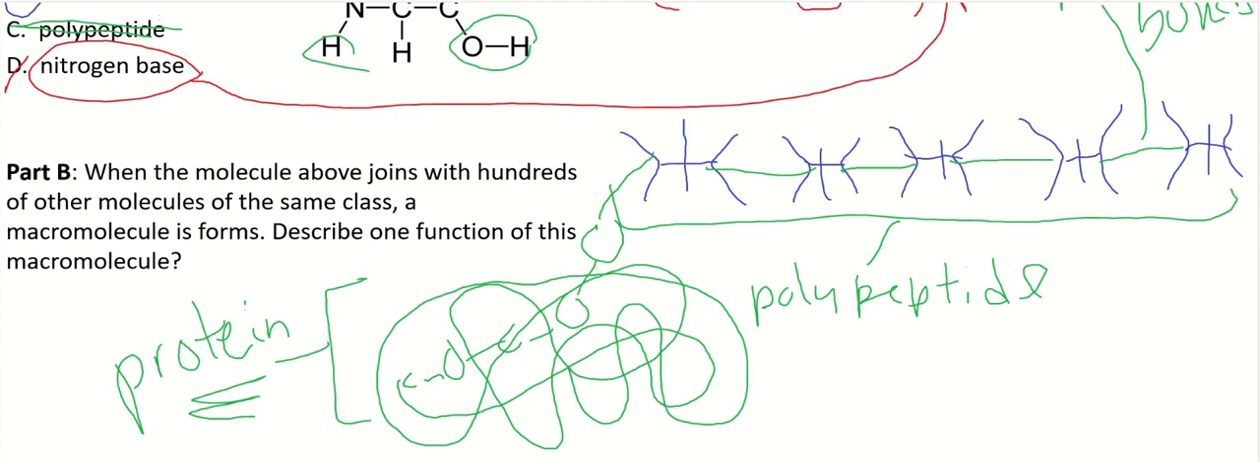All right, part B. When the molecule above joins, when these amino acids join with hundreds of other amino acids, a macromolecule is formed. We just showed you that. Protein is formed. Okay, what is one function of this protein? What are one function of proteins?